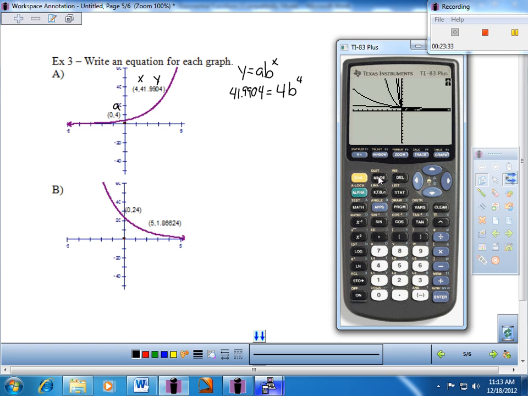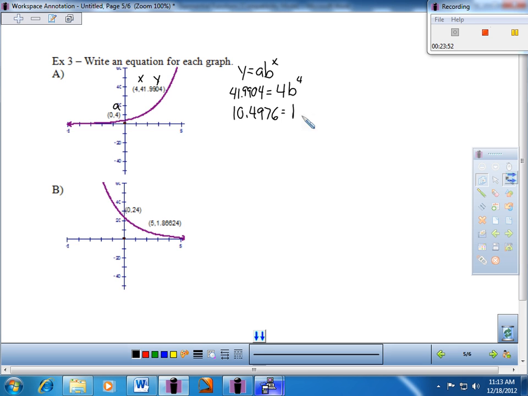So let's clear this out. And everybody, I'm going to do 41.9904. And how about we divide that by 4? Okay, and I get that piece right there. So I'm going to write that 10.4976.